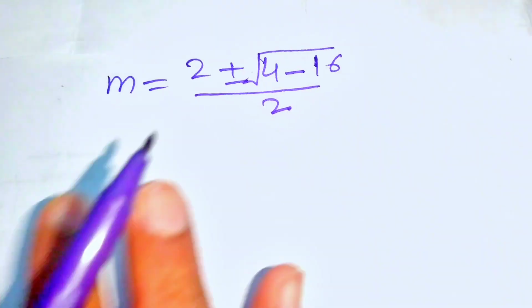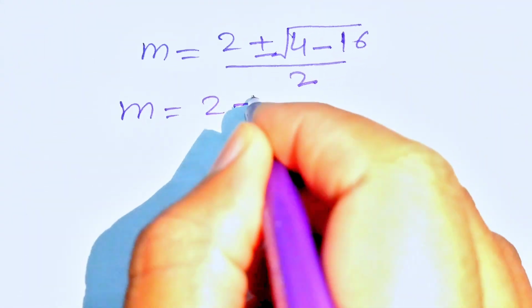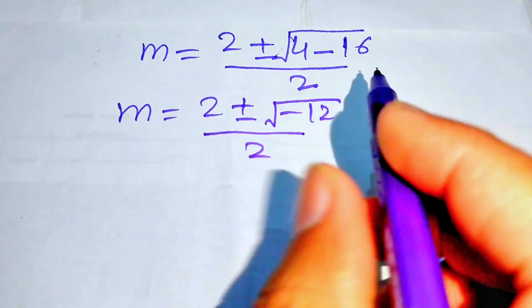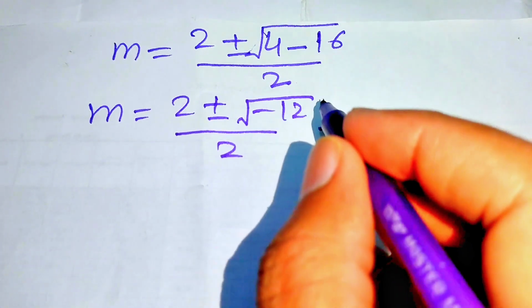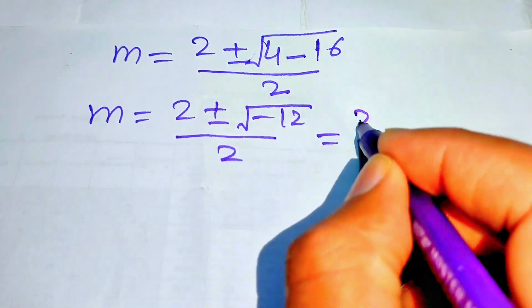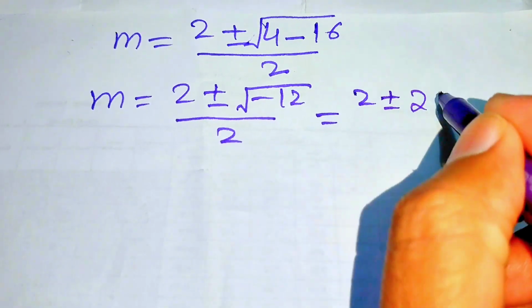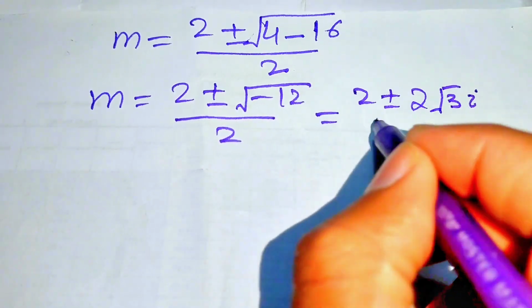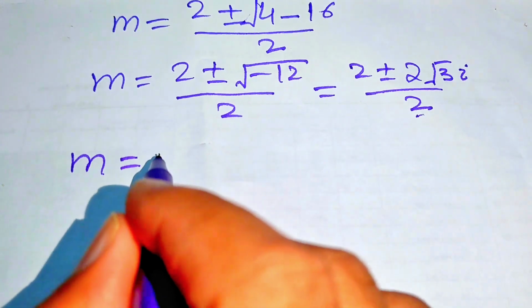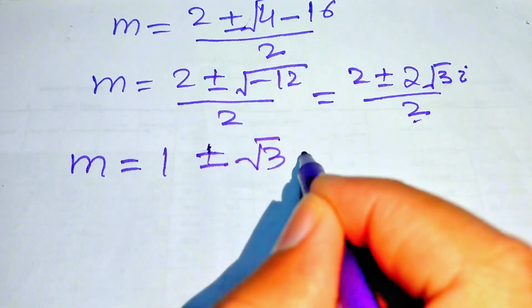So in the next step, we need some simplification here, and we get m equals 2 plus minus the square root of minus 12, divided by 2. So we write this minus 12 in the above term also, so it equals 2 times the square root of 3. So we write it as 2 plus minus 2 times the square root of 3 iota, divided by 2. So this 2 is cancelled out by the above 2s, and we get our m equals 1 plus minus the square root of 3 iota.